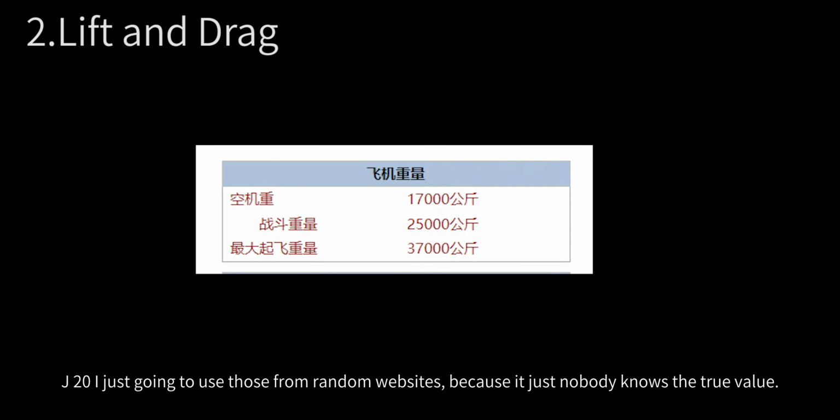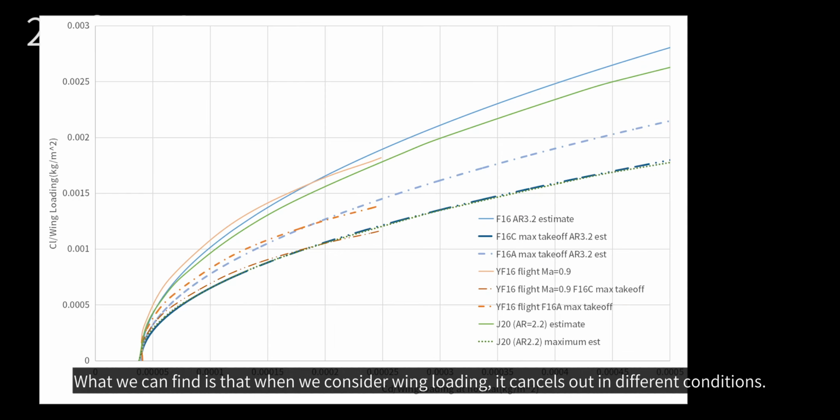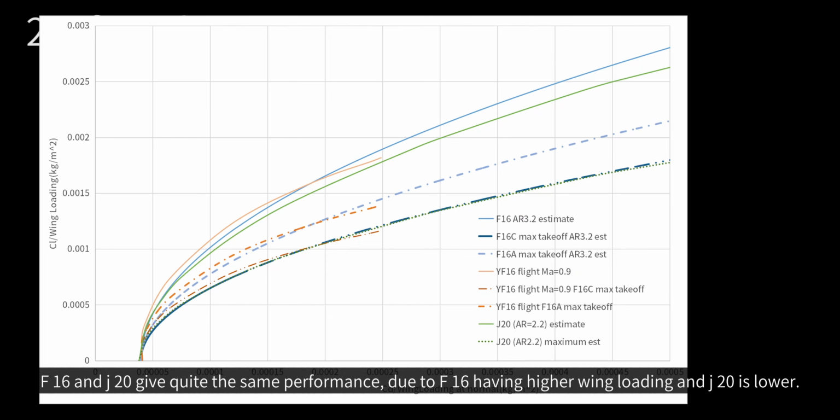For J20 I'm just going to use figures from random websites because nobody knows the true value. What we can find is that when we consider wing loading, it cancels out. In different conditions, F-16 and J20 give quite the same performance, due to F-16 having higher wing loading and J20 lower.